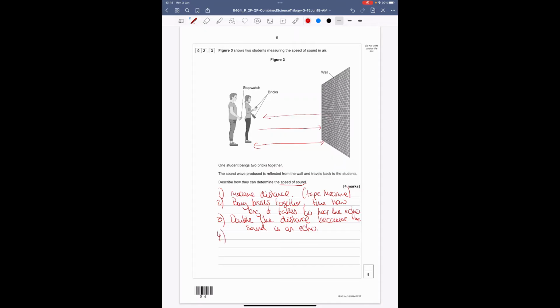And point number 4, then calculate speed, which is done by distance over time. So speed is distance divided by time. And that would get you the 4 marks. But other things you can do is obviously repeat, remove anomalies, and then calculate a mean. So those are some other parts you could add on as well.